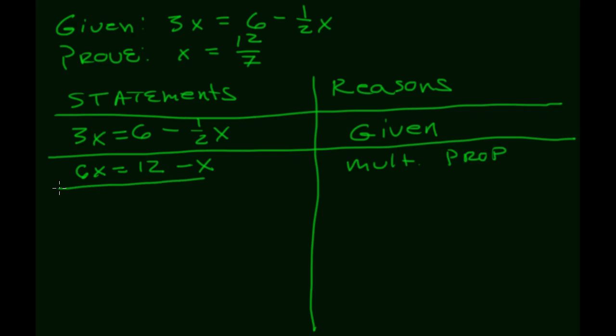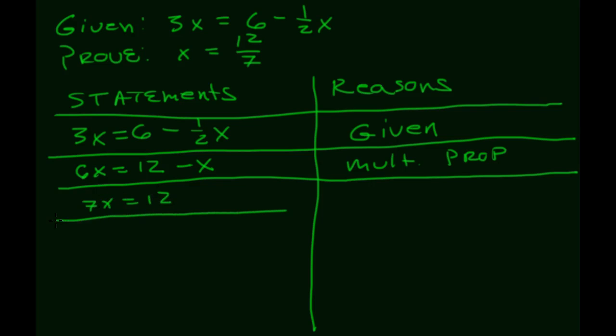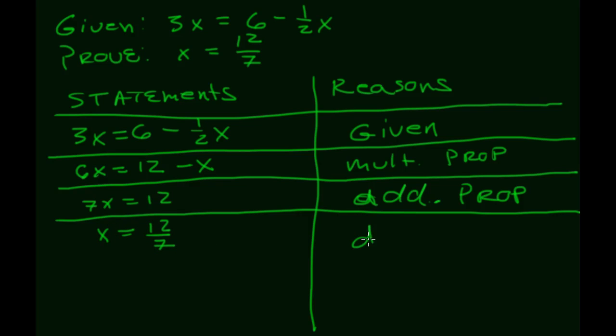So that's pretty straightforward. I want to get the x's all on the same side. So if I add this x to both sides of the equation, that should work. So that's going to give me 7x on this side, and leave me with 12 over there. What did I do to both sides? I added something. So that's using the addition property. Okay, and now, if I wanted to, I can get the x by itself by dividing both sides by 7. So if I do that, I'm going to get 12 over 7. I used the division property to do that. And ultimately, I got to what I was trying to prove.